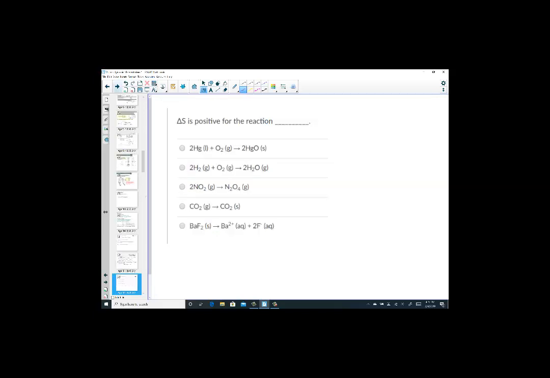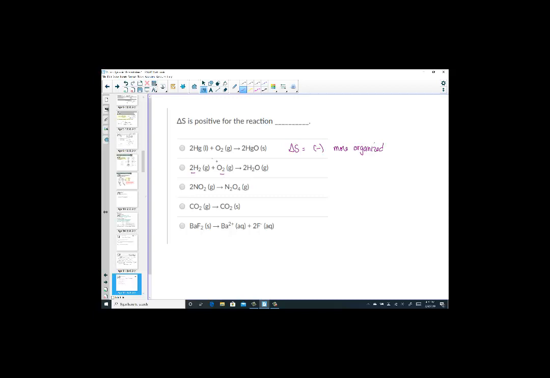Why don't you try one now? Pause the video and answer this question, going through each example until you find the one that shows a positive entropy. What did you find? Here we have a liquid, a gas turning into a solid. Delta S is negative. It's more organized. It's an unfavorable reaction, unfavorable process.